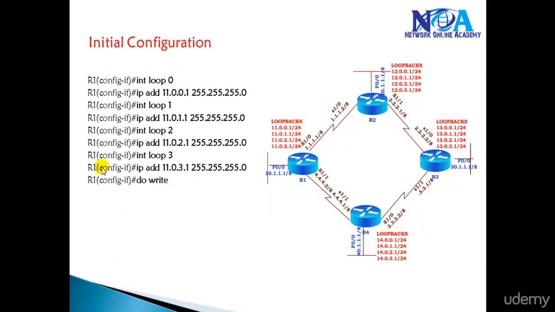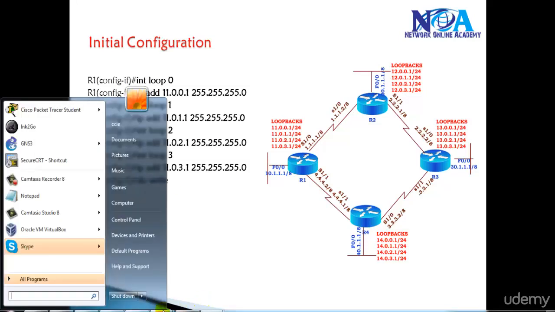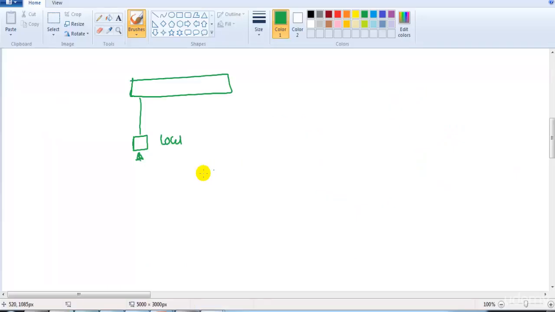Now in my lab scenarios, I'm going to use loopback 0, 1, 2, 3, and the IP addresses as per the diagram: 11.0.0.1, and then 12.1.1.1, and then 2.1, 3.1. You don't need to give the no shutdown command, because the loopback interfaces will be up by default. You can still make them down by using the shutdown command, but by default they are up.